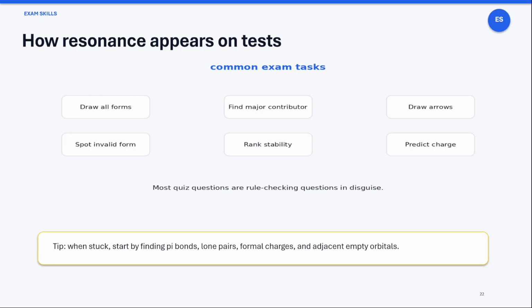Slide 22. On quizzes and exams, resonance usually appears in a few common ways. You may be asked to draw all resonance forms, find the major contributor, draw curved arrows, spot the invalid structure, rank stability, or predict where charge can move. Most resonance questions are rule-checking questions in disguise. When you get stuck, start by finding pi bonds, lone pairs, formal charges, and nearby empty orbitals.